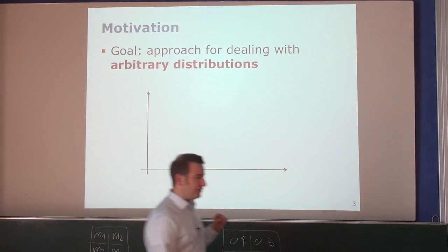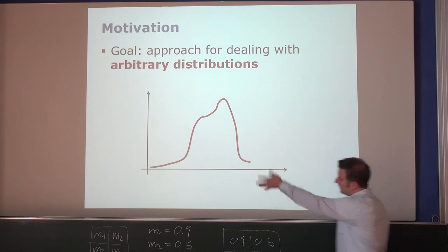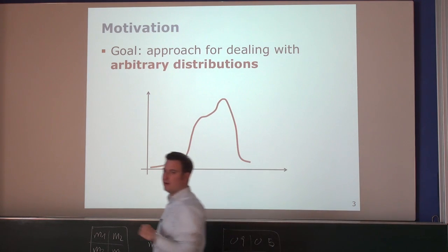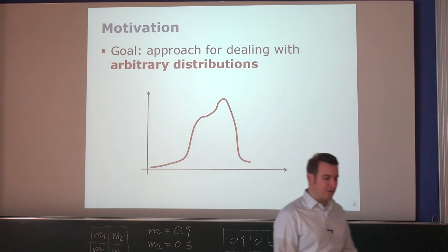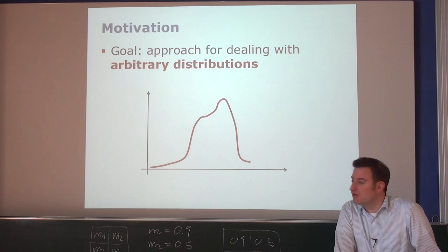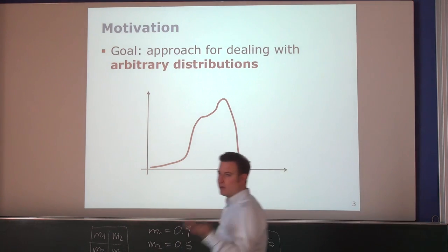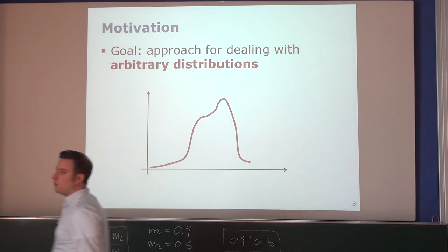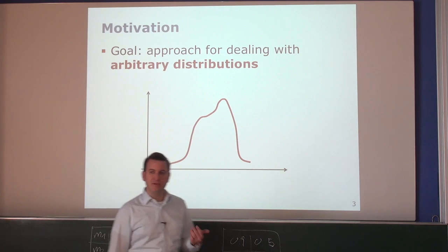What happens, however, if we have arbitrary distributions? So we want to leave the Gaussian world. Let's say we have a distribution which looks like this. How can we actually solve this problem? How can we represent such an arbitrary distribution, or consider any arbitrary distribution you want? How can we use a different way for estimating the pose of the robot if we leave the Gaussian world?